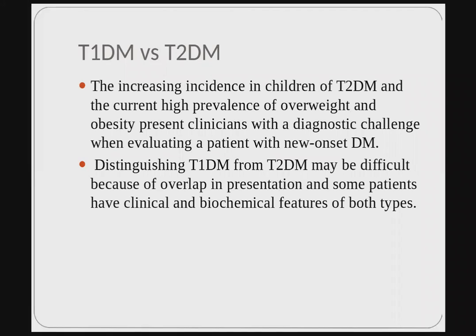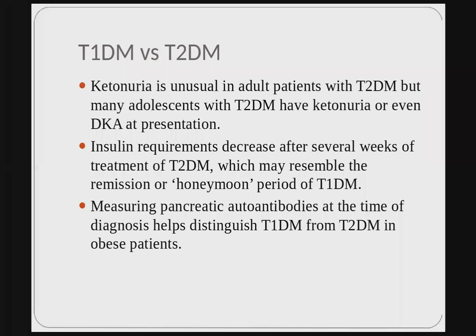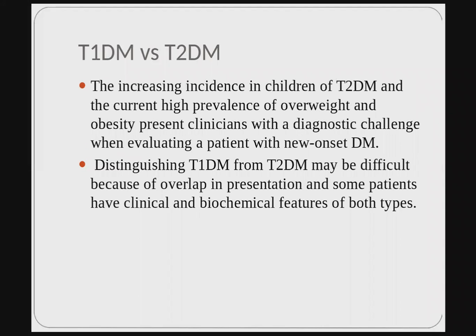So a quick look at how to differentiate type 1 diabetes mellitus from type 2 diabetes mellitus. The increasing incidence of type 2 diabetes mellitus in children and the current high prevalence of overweight and obesity present clinicians with a diagnostic challenge when evaluating a patient with new onset diabetes mellitus. If the child is overweight or obese, it leans more towards type 2 diabetes than type 1. But some features may overlap in presentation, and some patients may have clinical and biochemical features of both types.